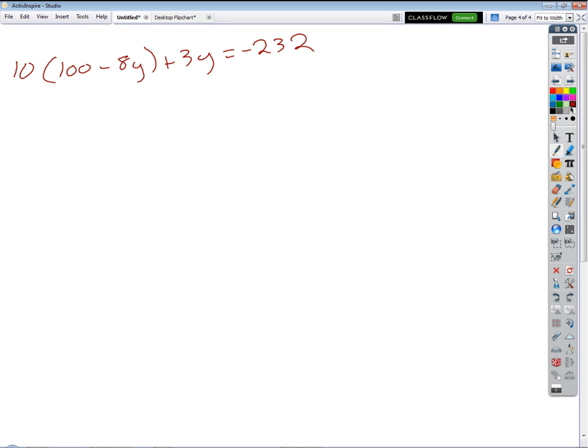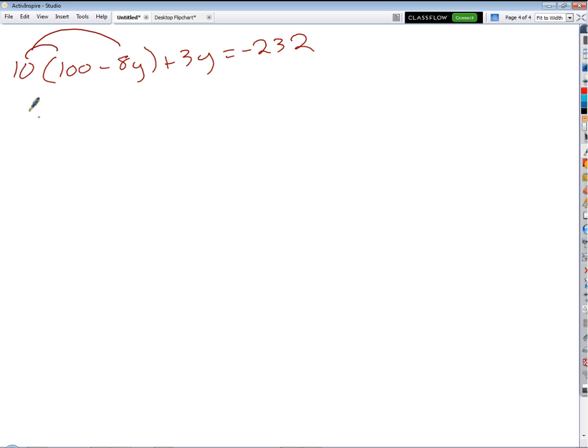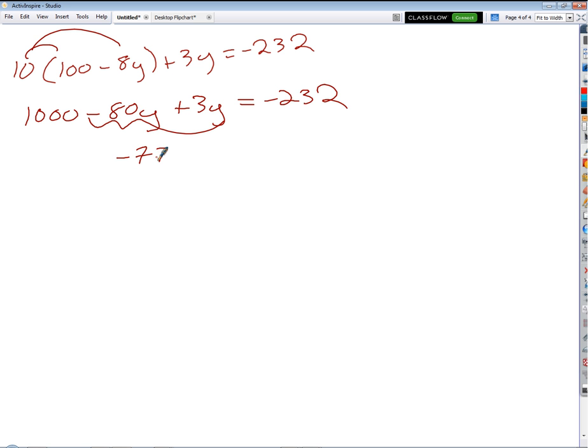So if I distribute the 10, what's 10 times 100? 1,000. Nice, Justin. 10 times negative 8y plus 3y equals negative 232. What's left? What do I do here? Combine like terms. So negative 80y plus 3y is what? Negative 77y, good. We get 1,000 minus 77y equals negative 232.